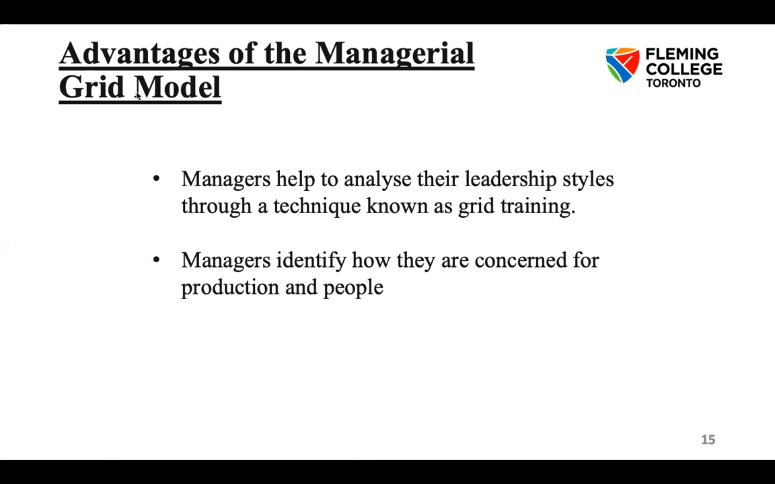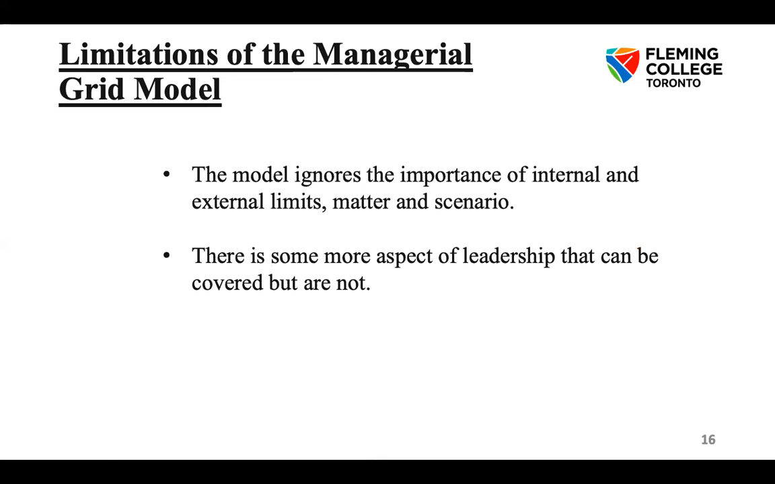But there are some limitations of this model. Limitations means the things we cannot do with it. This model ignores the importance of internal and external limits, matters, and scenarios. No one project is the same as another. Sometimes we can have more focus on people. Sometimes we need to have more focus on production. How can we say that one approach is better and one approach is not? So this model doesn't give answers to these things.